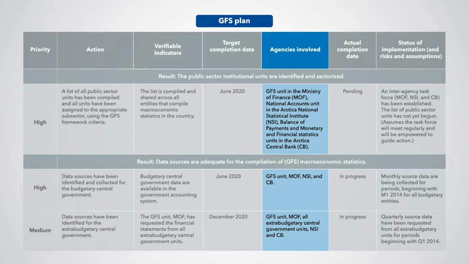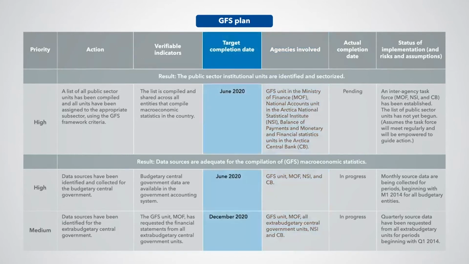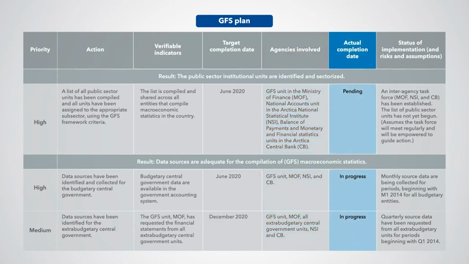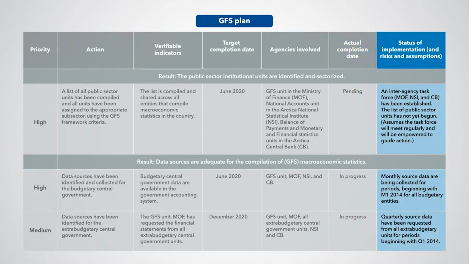The table connects each specific result to a target completion date, shown in the fourth column. In the fifth column, the table shows the agencies involved, indicating the lead agency or person. This helps with accountability when implementing the action plan. The sixth column registers the date when the action was completed, and the last column contains notes on the status of the work and progress to date, as well as risks and assumptions.